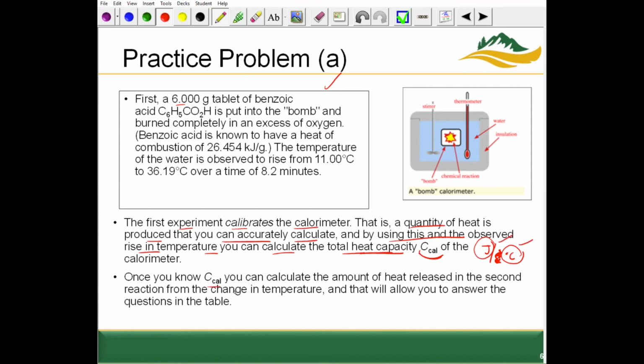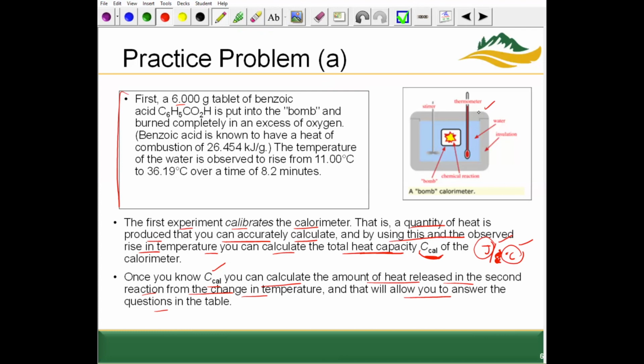Once we know C-cal, so the heat capacity of the calorimeter, we're not going to see a mass term in there, of course. We can then calculate the amount of heat released in the second reaction from the change in temperature, and that will allow us to answer the questions in the table. So we need to use this first reaction to first figure out what is the heat capacity of the calorimeter that we're using for both of these experiments.